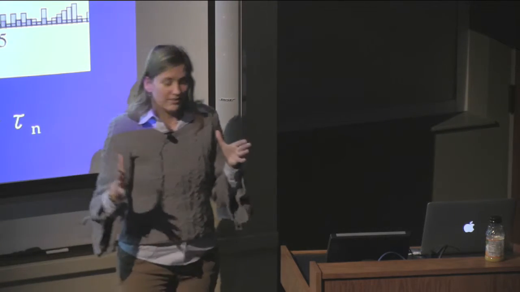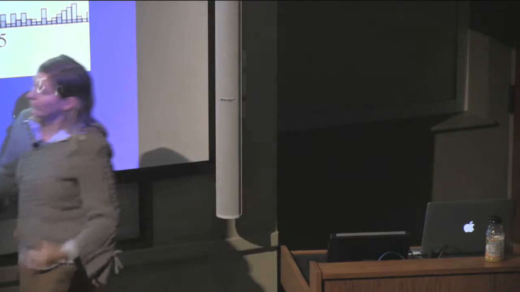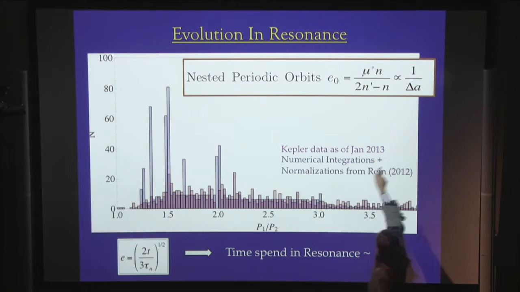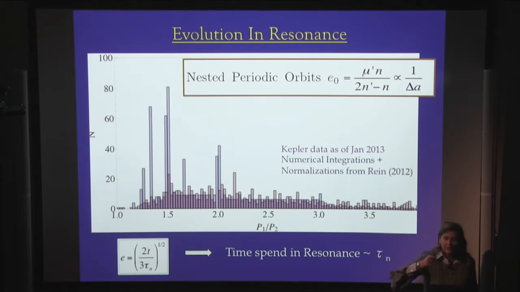So that's the only part that's important. The eccentricity you have is inversely proportional to how far you are away from exact resonance, that delta a. If you're exactly in resonance, when your period ratio is exactly 2 to 1, this delta a would be 0.